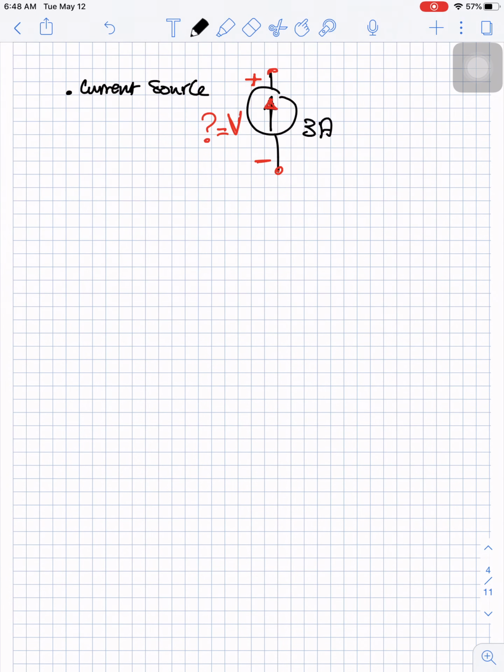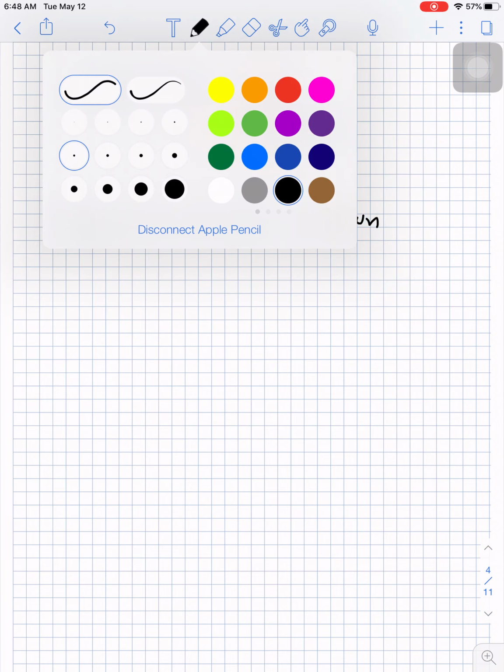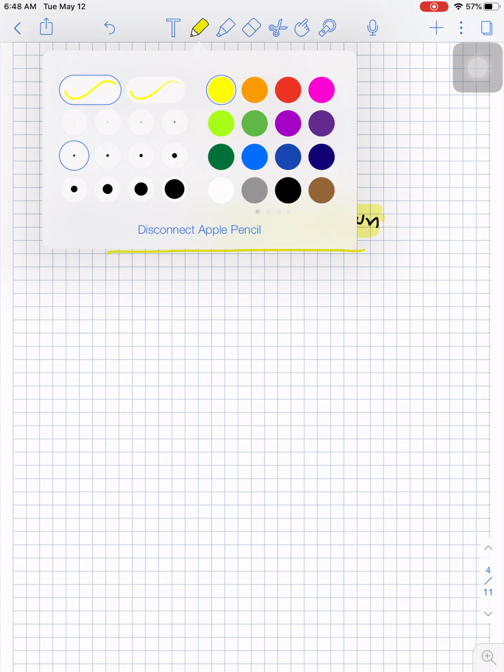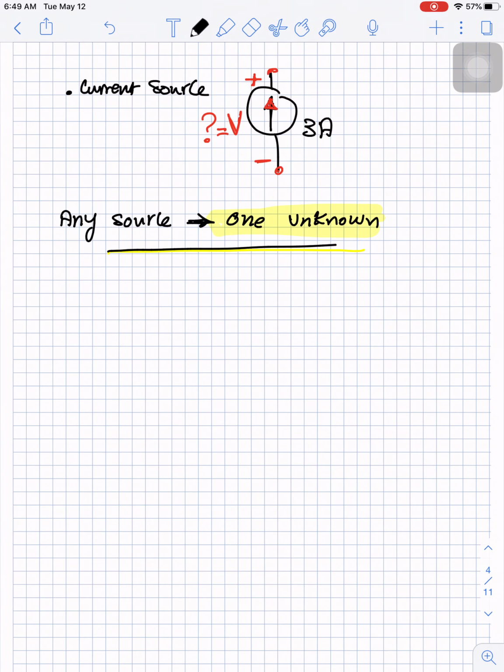So in summary, any source will represent one unknown for you. This unknown can be a voltage if you have a current source, and this unknown will be the current if it is a voltage source. So whenever you see an element and this element is an independent source, this means you have an unknown here. The second type of sources are called dependent sources.